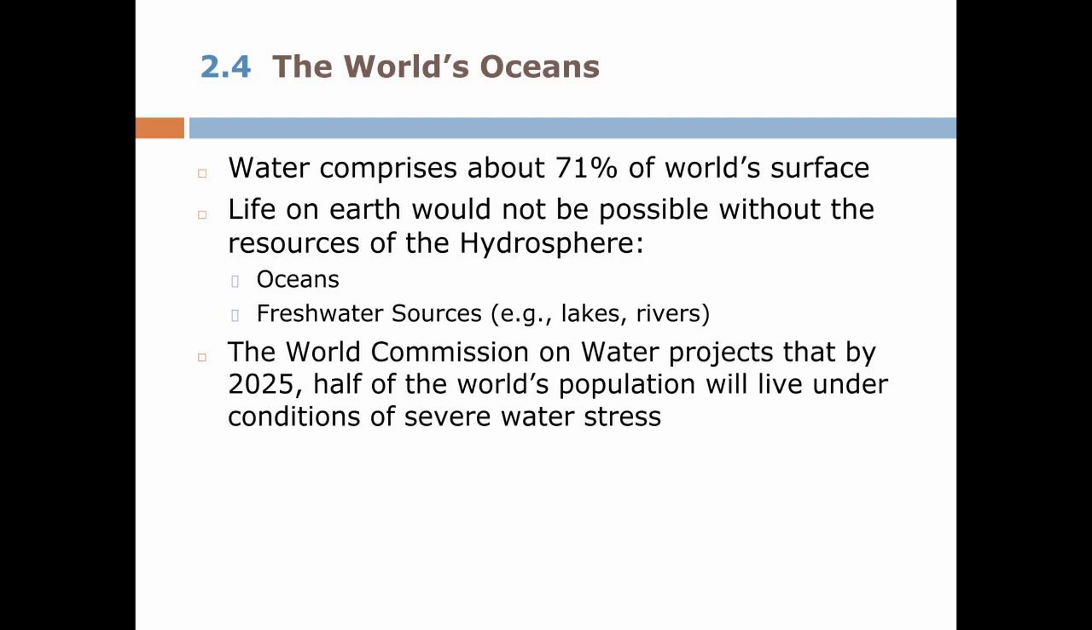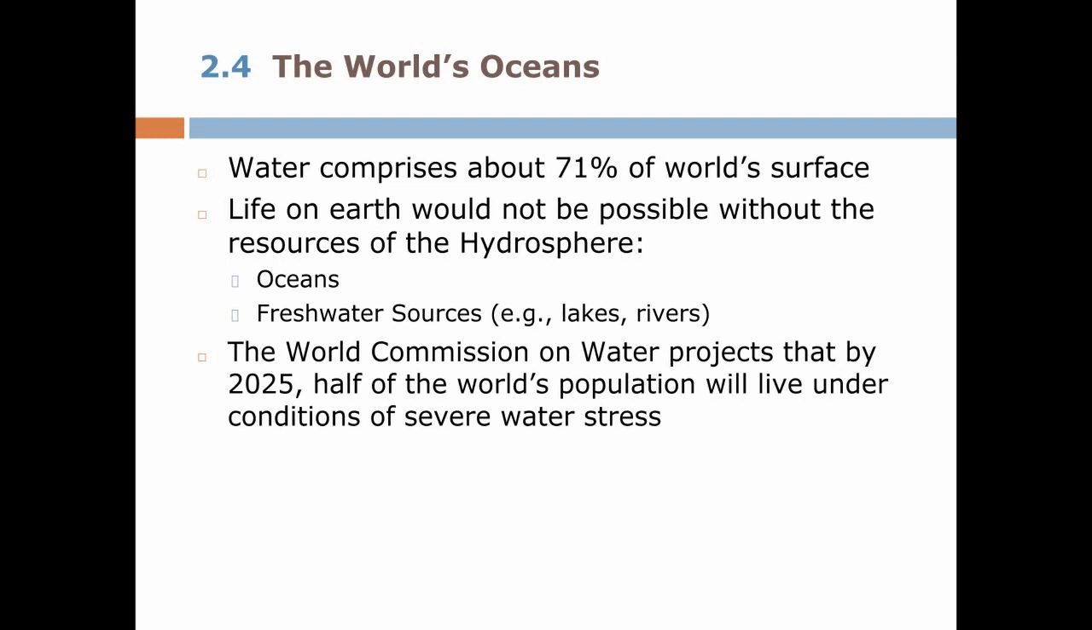total surface area. Water comprises 71% of that surface area, and life on Earth would not be possible without the resources, both bio and mineral, in the hydrosphere, in the oceans, lakes, rivers, and ponds of the world. The World Commission on Water projects that by 2025, half of the world's population will live under severe water stress conditions. And you know full well how important water is.